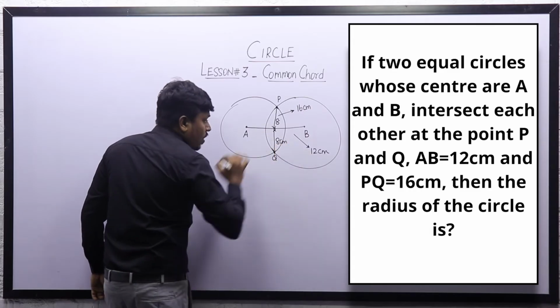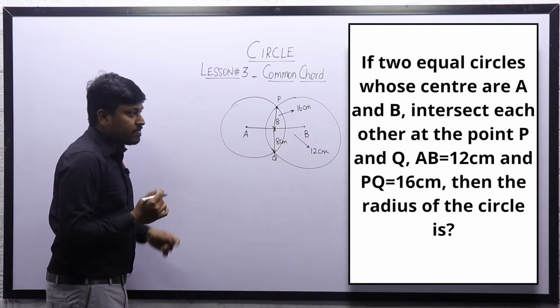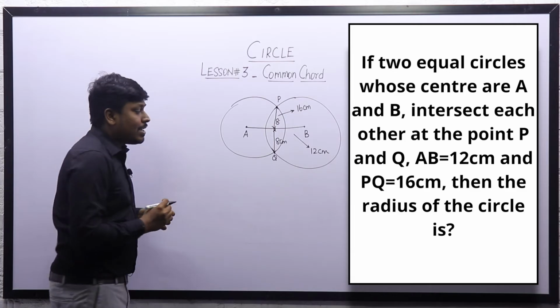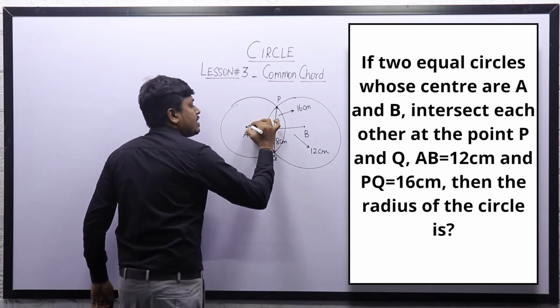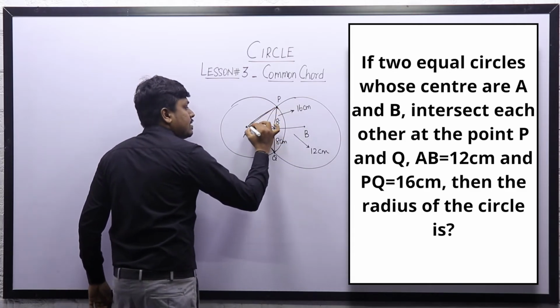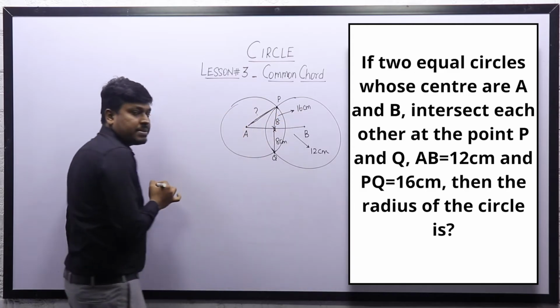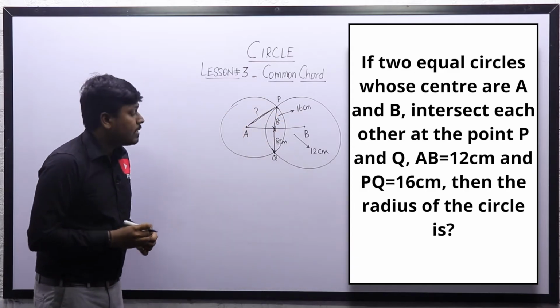Got it? And also just listen carefully. What is our target? Our target is to find the radius of the circle, right? So the radius, this distance. So our target is to find this. Understood or not?